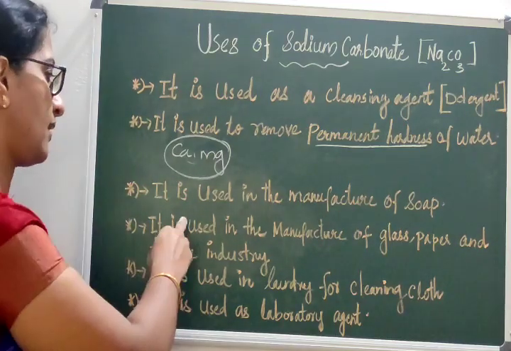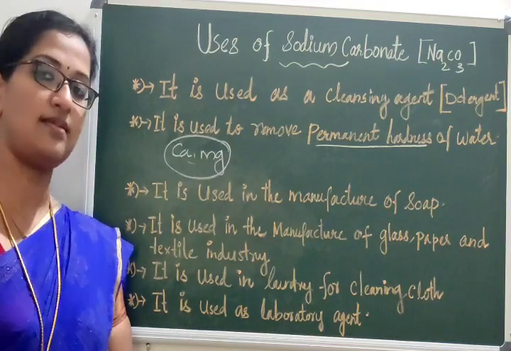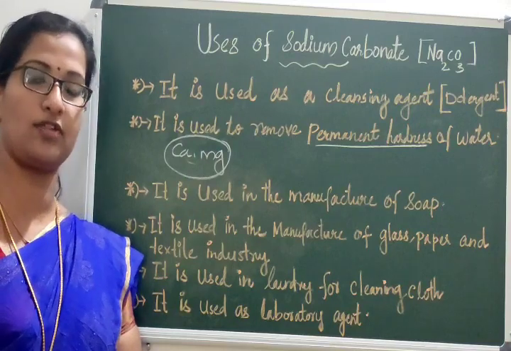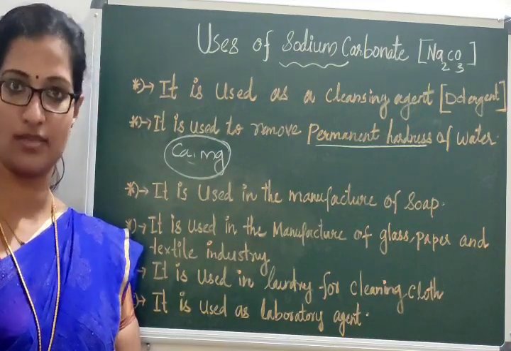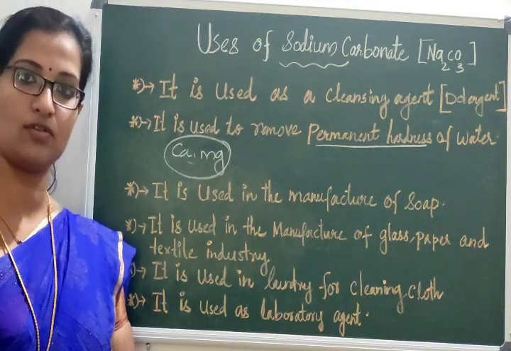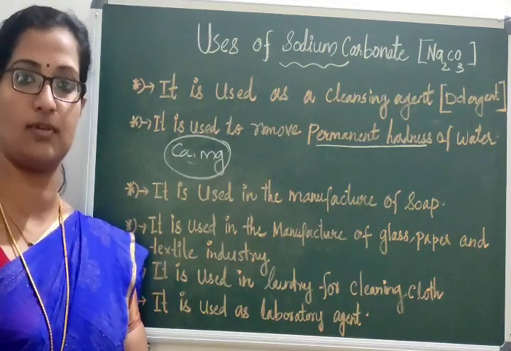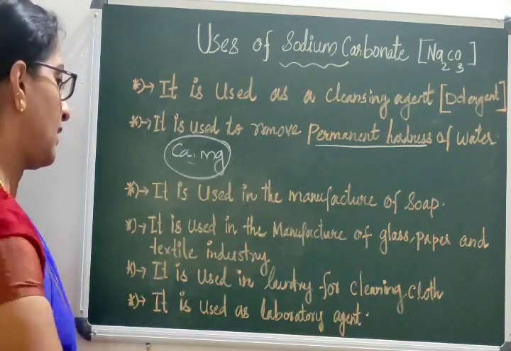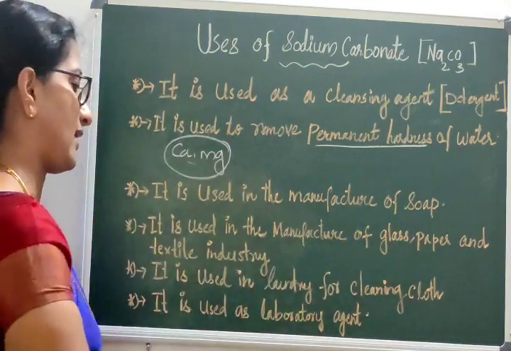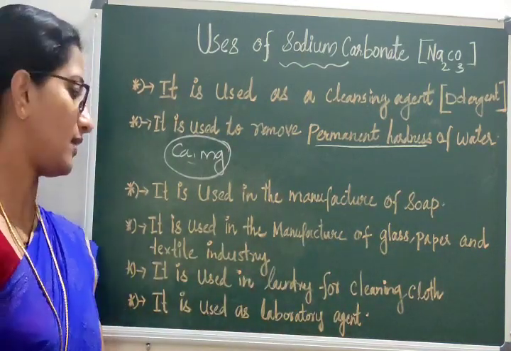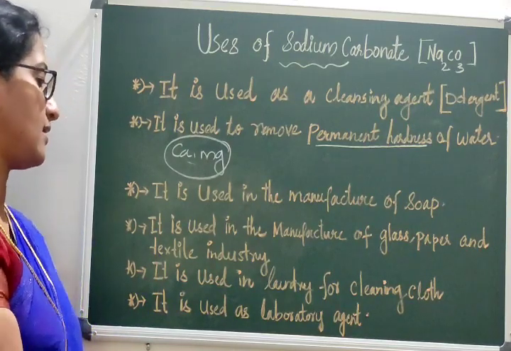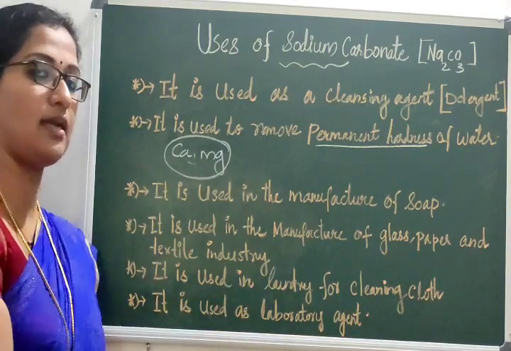Okay, the next use: it is used in the manufacture of soap. This salt is also used for the preparation of soap. Soap is the sodium salt of carboxylic acid. The salt can be used as one of the ingredients for the preparation of soap. Next, it is used in the manufacture of glass, paper and textile industry. There also sodium carbonate is one of the ingredients, and it is used in laundry for cleaning clothes.